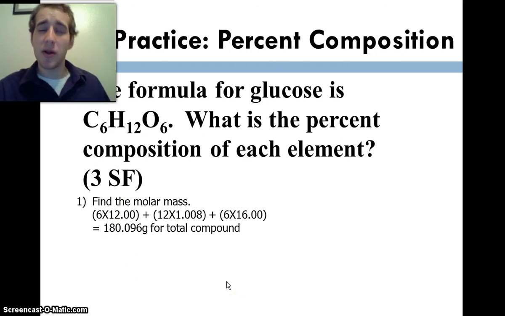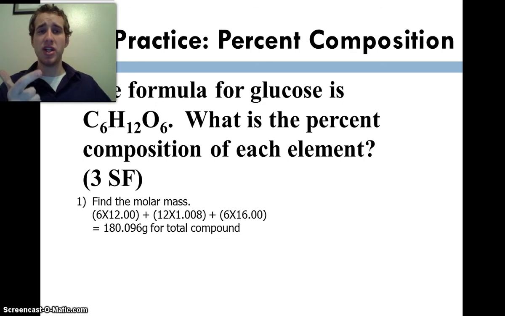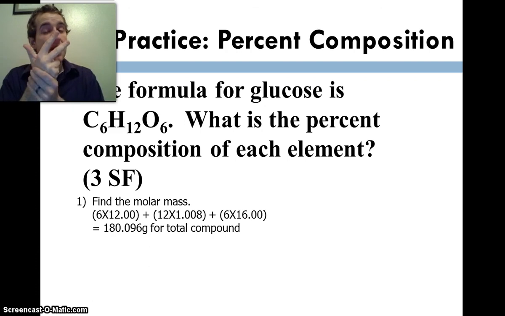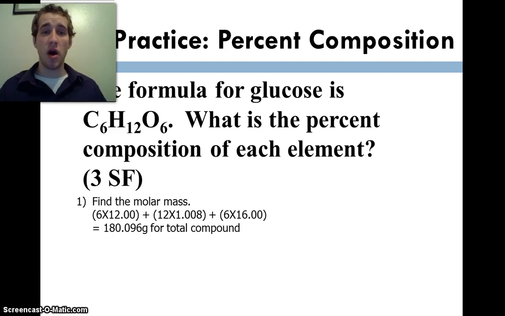Now, as we look at this compound, there are in fact 3 different elements that compose this compound. We've got a carbon, we've got hydrogen, and we've got oxygen. 3 different types of elements. That means we're going to need 3 percentages when we're all done. We should have a percentage of carbon in there, a percentage of hydrogen in our compound, and a percentage of oxygen. So we set up 3 separate problems.